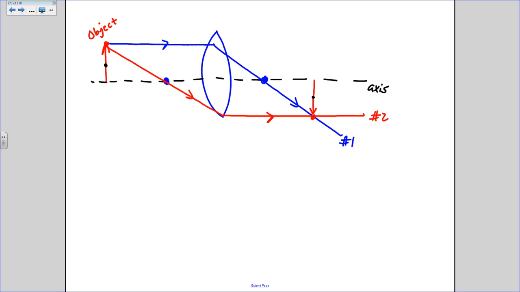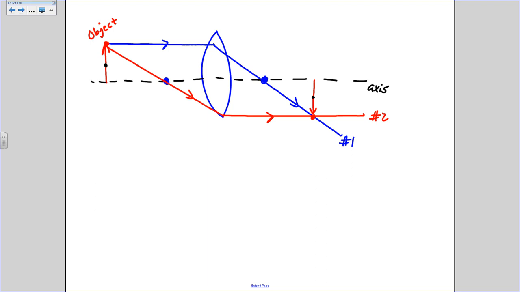What is it? Is it inverted, upside down, or is it upright? It's inverted, right, thank you. So this is an inverted image. Any idea whether this is a real or a virtual image? Just a real or virtual? Now, you don't have a real reason to know this, but it's not a virtual image. This is a real image, all right?